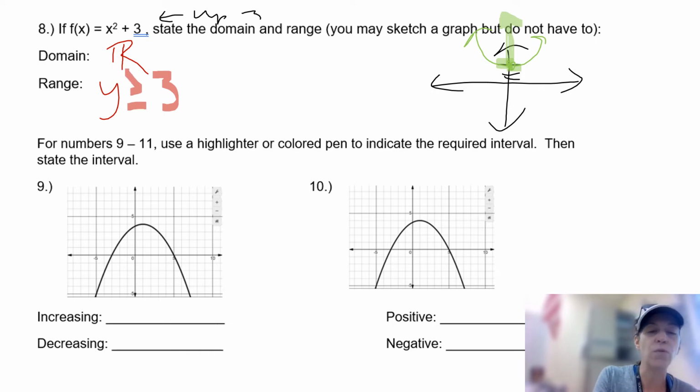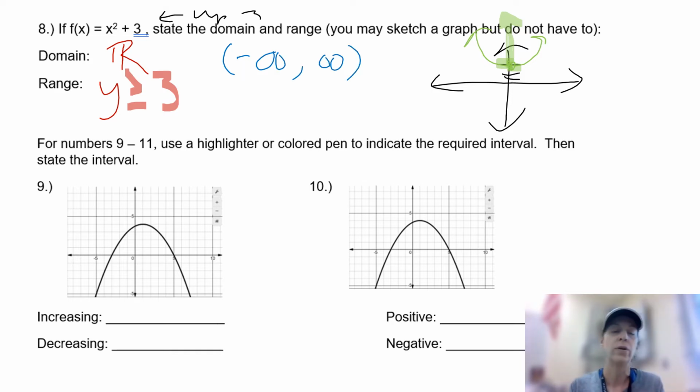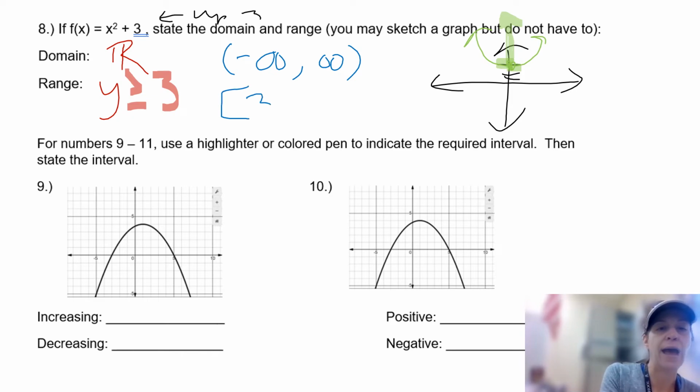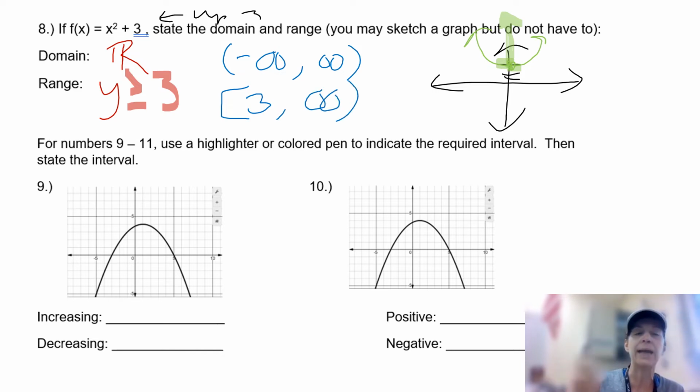If you are more comfortable with interval notation, you can express those answers as follows. Negative infinity to infinity, apologizing for my horrible infinity signs, or for your range, you would be starting at 3 and going to infinity, and you do need to use the bracket because the 3 is included.